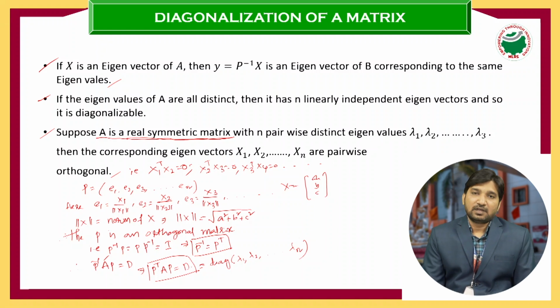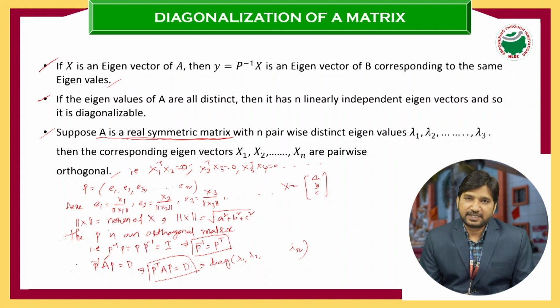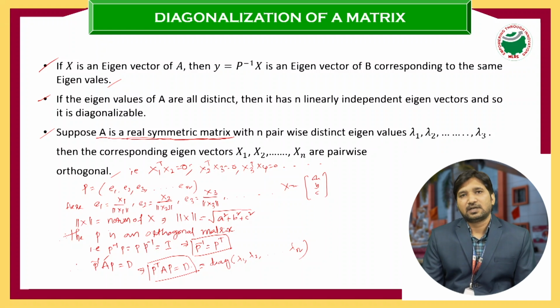Whenever A is a real symmetric matrix, P is definitely an orthogonal matrix. We can also write P inverse as P transpose. So P transpose AP equals D. That is also how we can prove the diagonalization method. That is the one point.